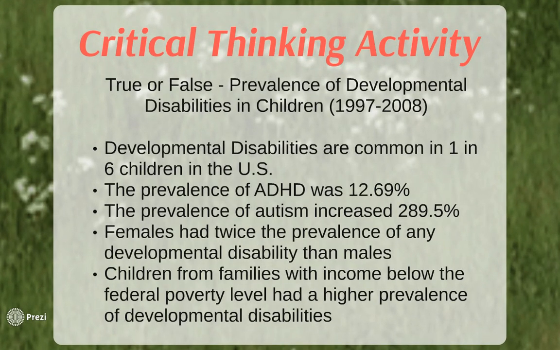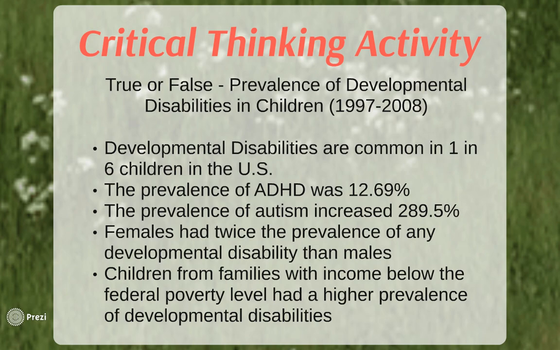The critical thinking activity is to determine whether the following statements about the prevalence of developmental disabilities in children, 1997 through 2008, are true or false. Disabilities are common in 1 in 6 children in the U.S. This is a true statement. The prevalence of ADHD was 12.69%. This is false. The prevalence was actually 6.69%.